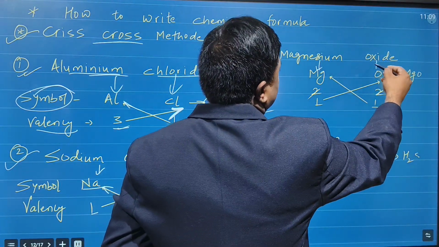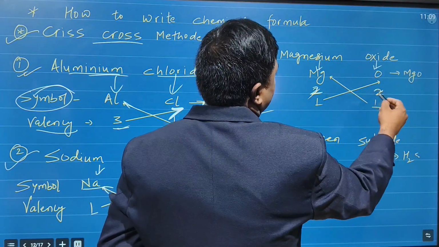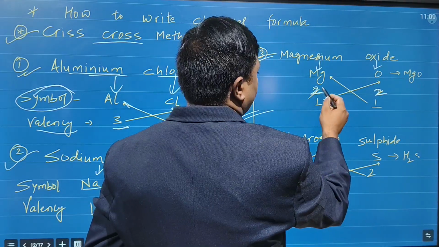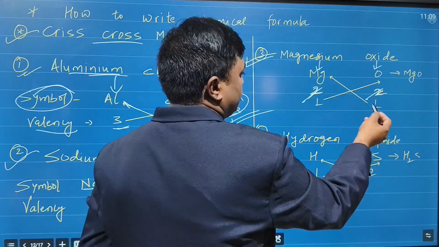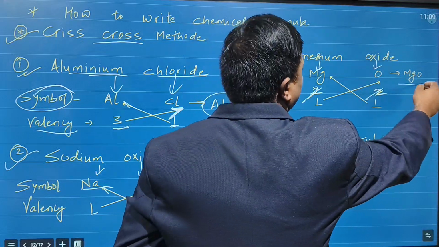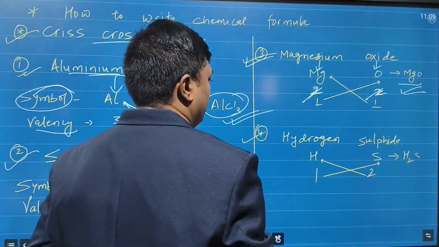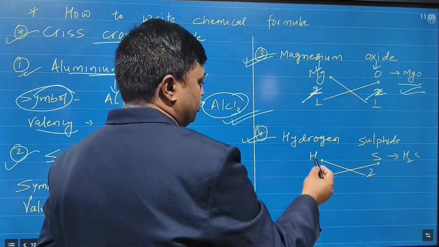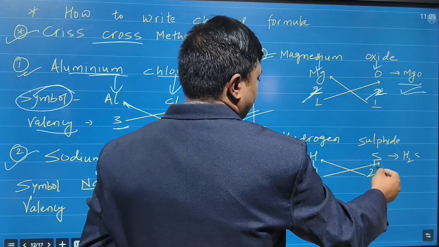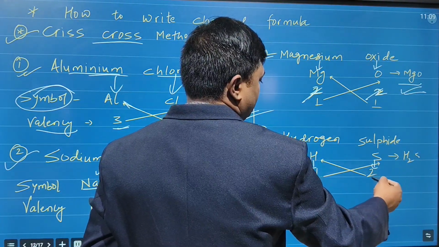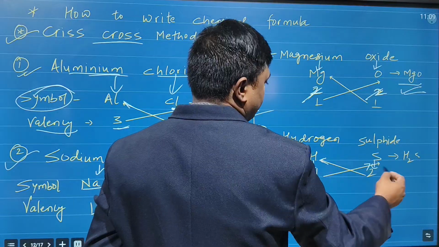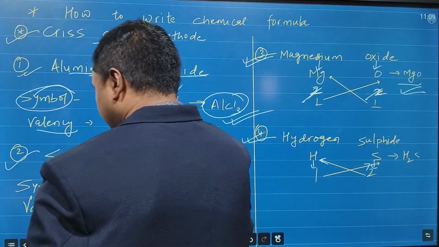Let's talk about magnesium oxide. Magnesium Mg, oxide O. Valency is 2 and valency is also 2 only. Yes or no? So if the valencies are the same, we can cancel also. 2 1, 2 1. So 1 will move here. 1 we generally do not write. So MgO. Similarly, hydrogen sulfide. Hydrogen H, valency is 1. Sulfide is what? Sulfur, valency is 2. So crisscross method: 2 moves here, 1 moves here. So H2S. Yes or no?